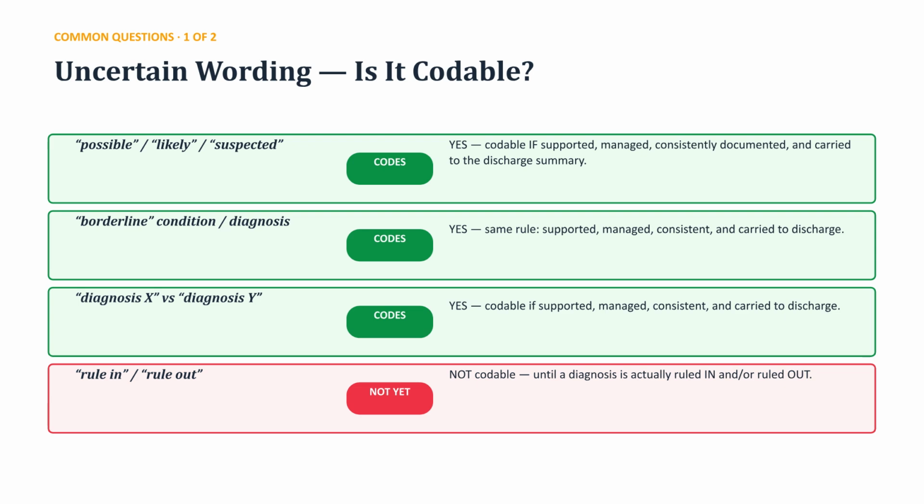Regarding uncertain wording, possible, likely, or suspected diagnoses are often codable if they are supported, managed, and consistently documented. However, do not use rule-in or rule-out language, as these are not codable until a definitive decision is made. Commit to a working diagnosis to ensure proper coding.